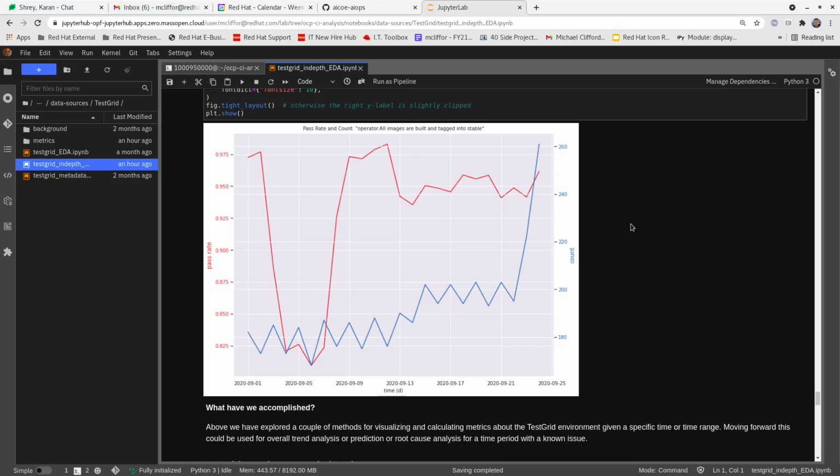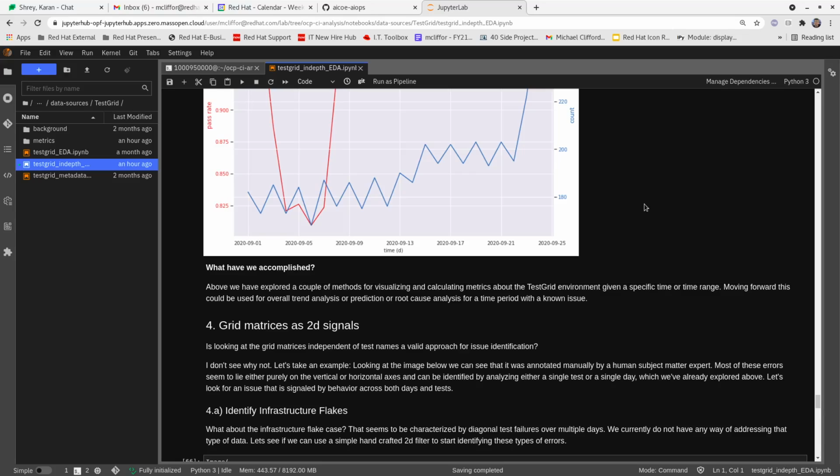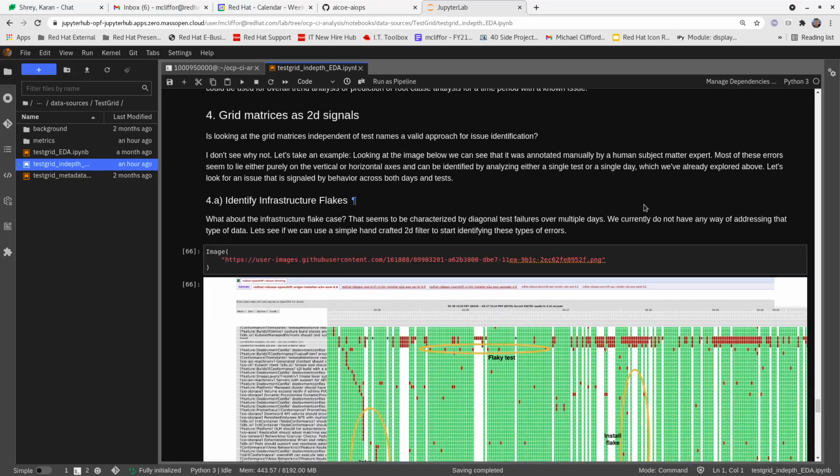Cool. So now we've looked at the horizontal slice of the data and the vertical slice of the data. And those are two interesting and valid avenues of exploration of the TestGrid data. But there's one special quality of the TestGrid data that we don't want to overlook, is that it really is a 2D array. So we can also take the grid independent of the test names, of the build dates, and just take the patterns that are being generated by the grid and see if we can find anything meaningful here.